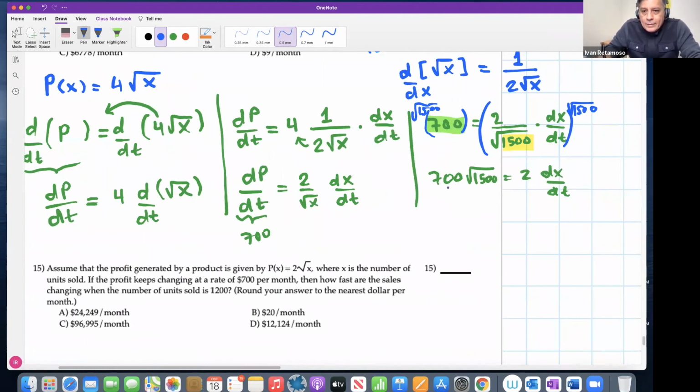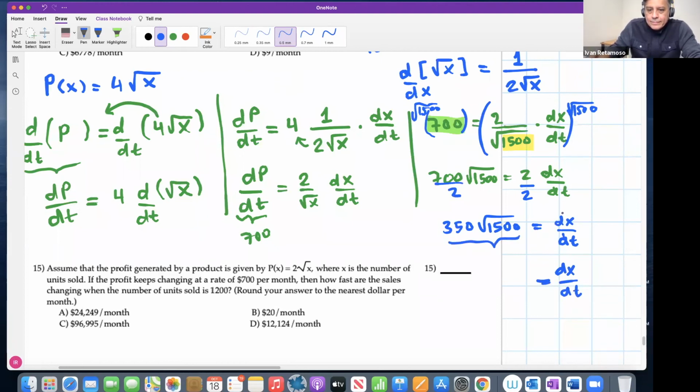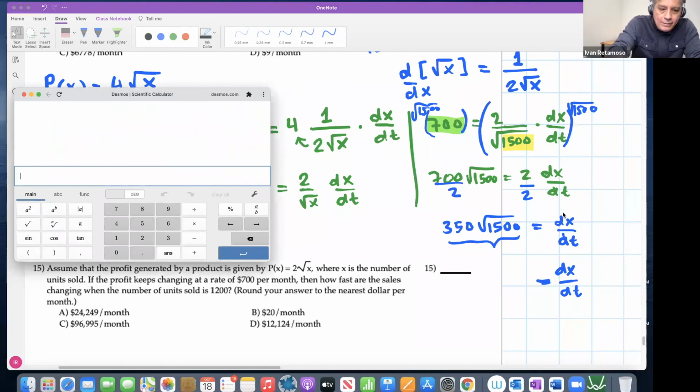So now, dividing by 2 both sides, this should be just this, right? 350. And again, guys, you can compute this any way you want. You can follow a different method. So bottom line, this has to be this, right? Get this guy down. So 350 times a square root of 1,500, right? Excellent.